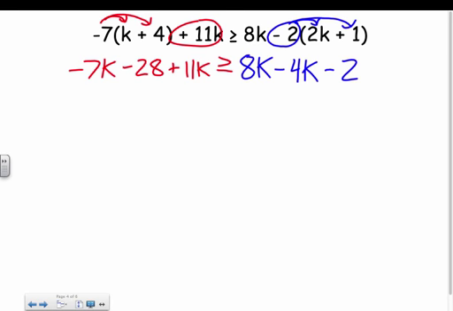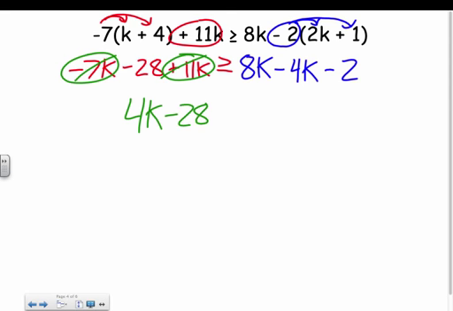Let's take a look at the left side. I have a negative 7k and an 11k. Well, if I combine those two, I'm left with a positive 4k. And I still have my minus 28 to bring down. All right, so combine those, bring that minus 28 down. Let's simplify the right side. 8k minus 4k, left with the 4k. Bring my minus 2 down.